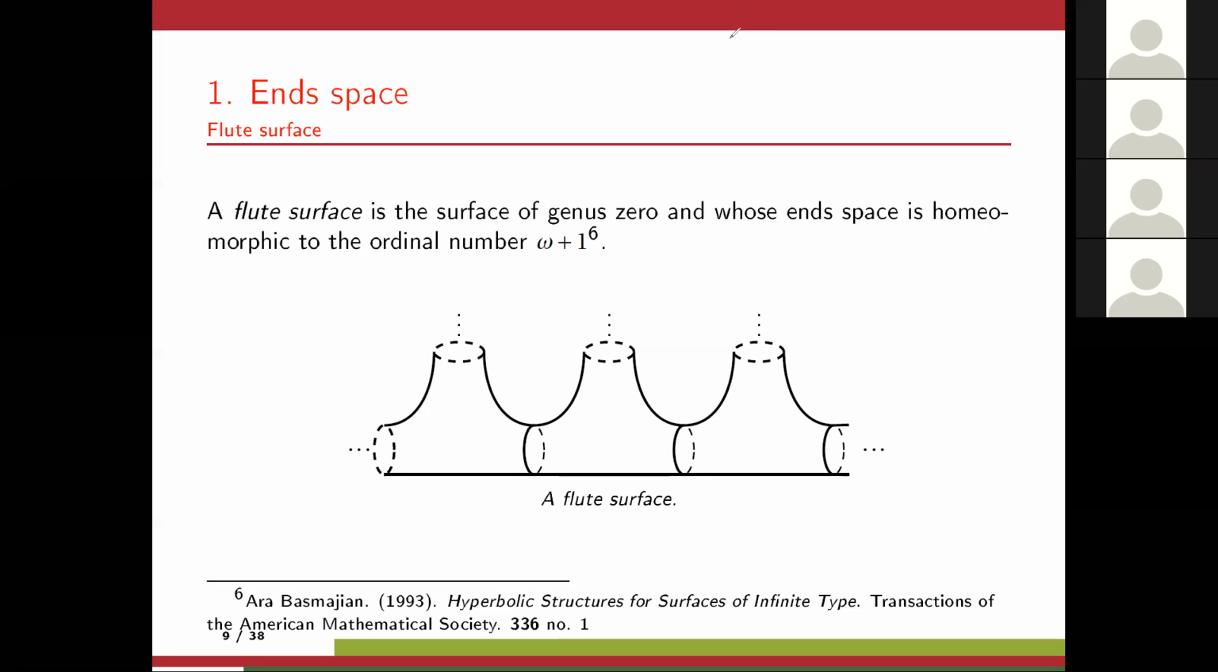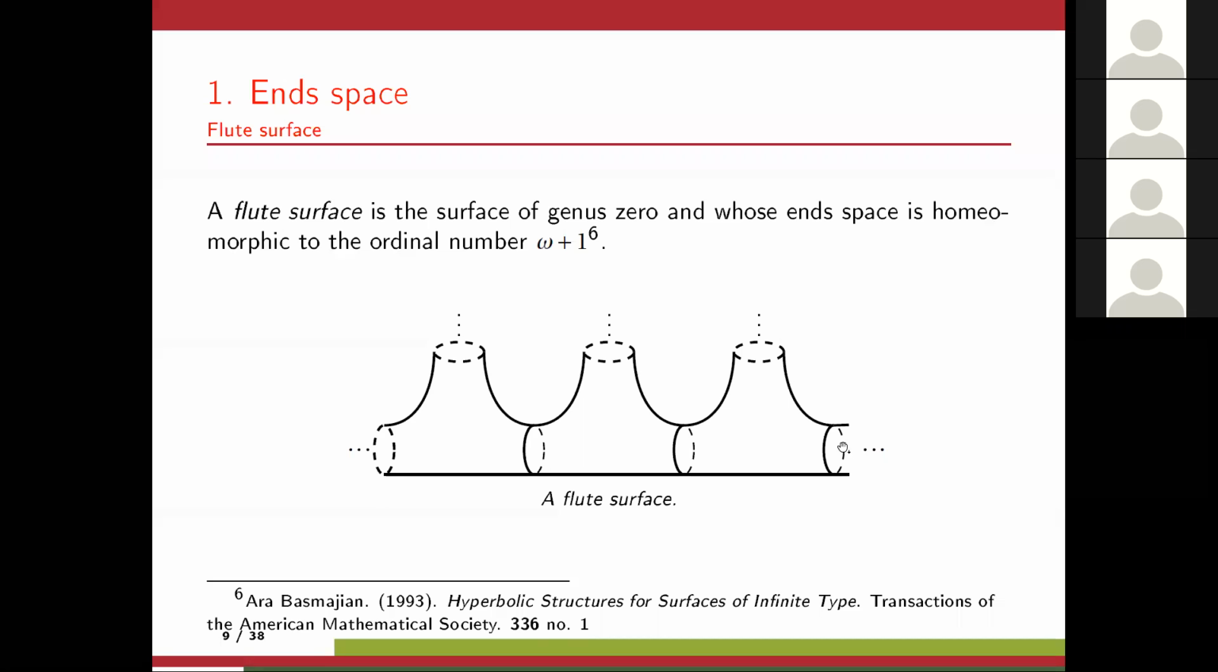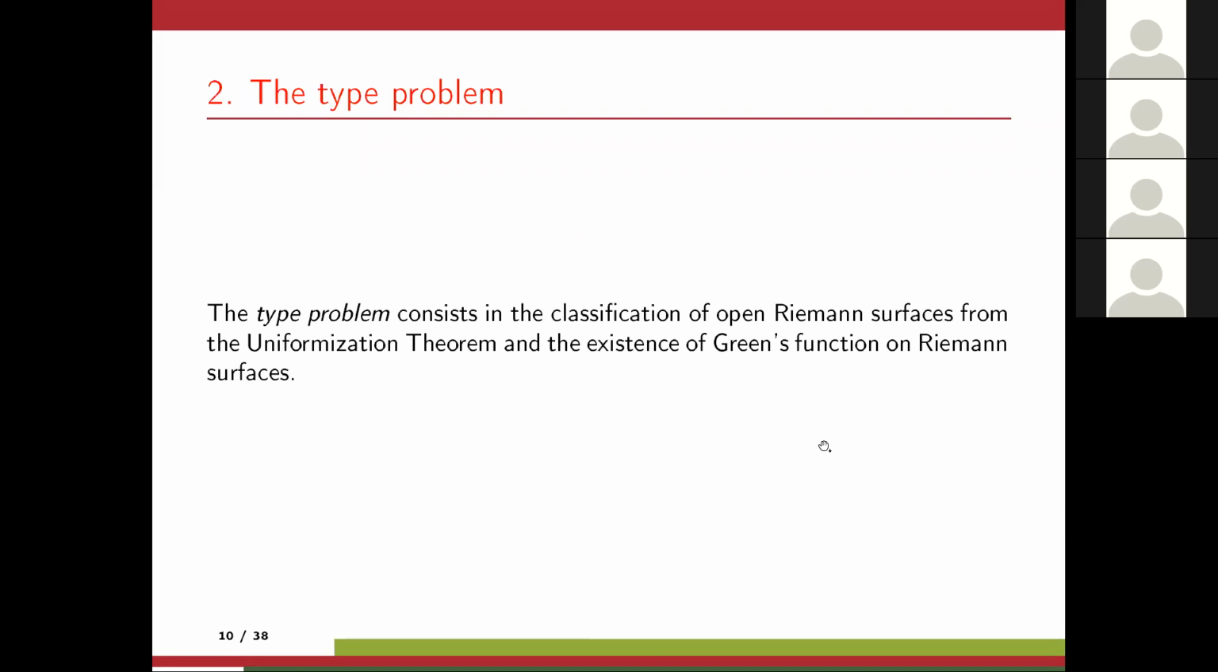Now I'm going to talk about the type problem. The type problem consists in the classification of open Riemann surfaces from the uniformization theorem and the existence of Green's function on the Riemann surface.